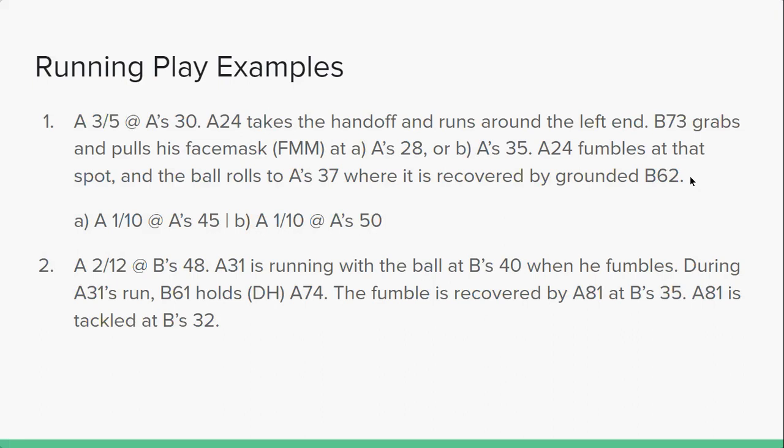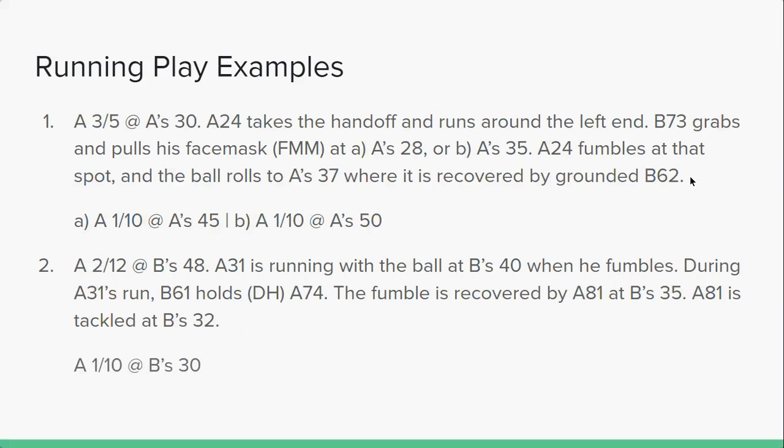Additionally, second play, 2nd and 12 at B48. A31 is running with the ball at B40 when he fumbles. During A31's run, B61 commits defensive holding against A74. The fumble is recovered by A81 at B35, and he is then tackled at B32.